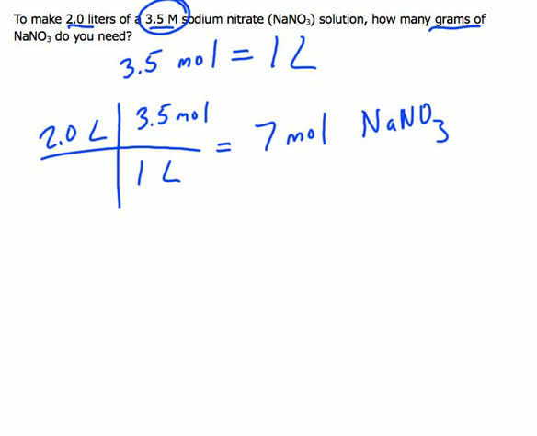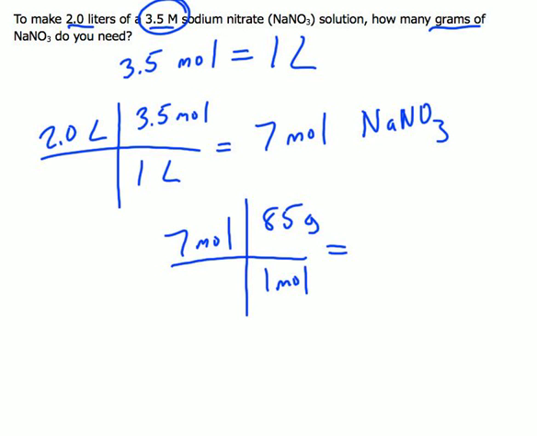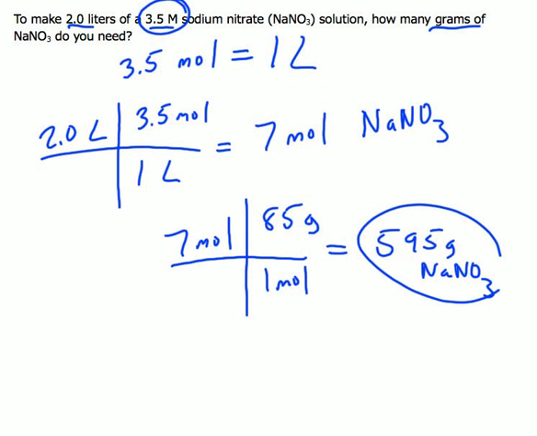And I want to know how many grams of NaNO3 I need. So I'm doing this as a separate fence post, but really we could have done it all in one. So 7 moles of NaNO3, well, 1 mole of NaNO3, I will simply now add up the molar mass of NaNO3, which will be 85 grams. So 7 moles will be times 85. I will need 595 grams of NaNO3 in order to make this solution.